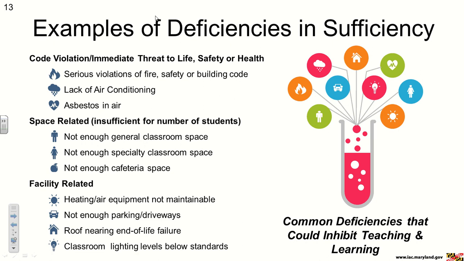Here are a few examples of facility deficiencies that can directly affect teaching and learning. Of course, if a facility provides an unhealthy environment, such as due to very high or very low indoor air temperatures, contaminants such as asbestos, or a leaking roof or window that now grows mold, then the facility cannot support education, as it should not be occupied.